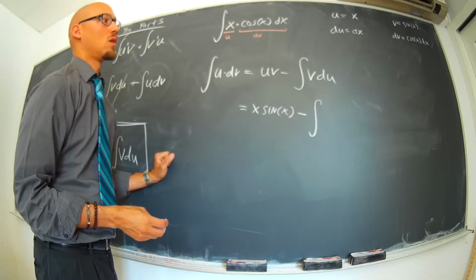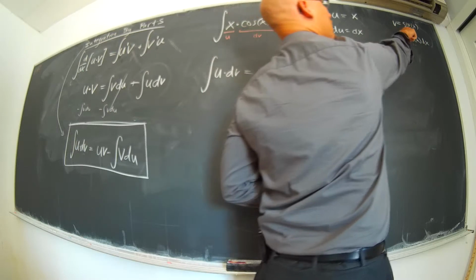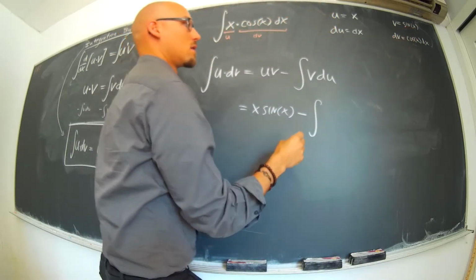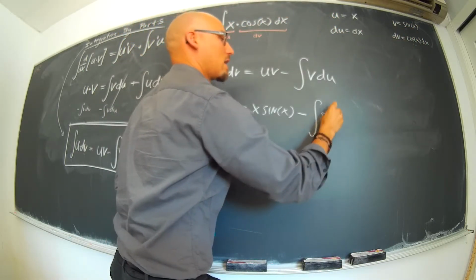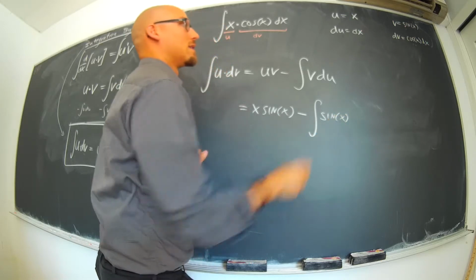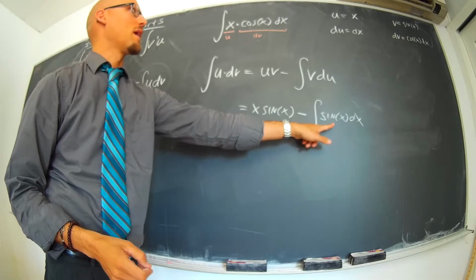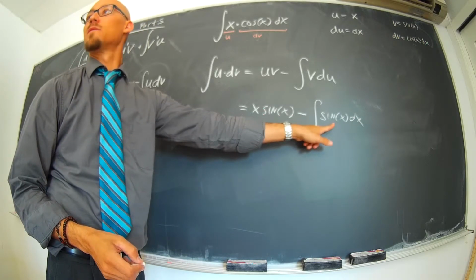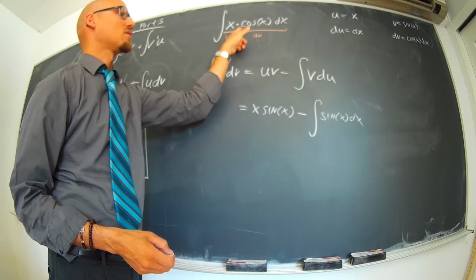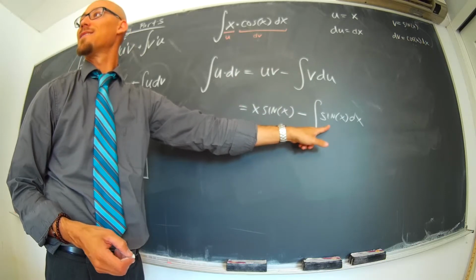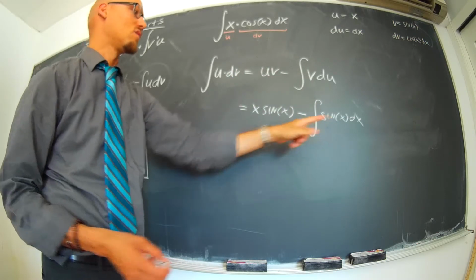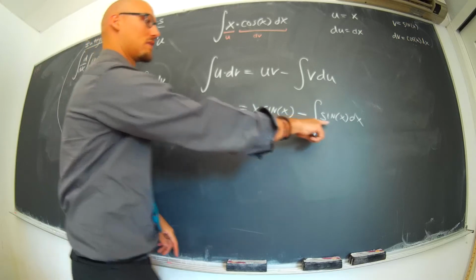Cosine x dx. No, v is right here. Oh, du. Sorry. So v is sine of x, and du is dx. This integral has been made much better, because this was impossible and this I can do. And so now, let's do this here.